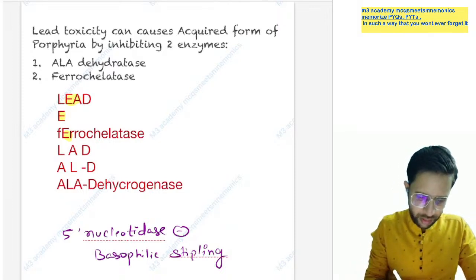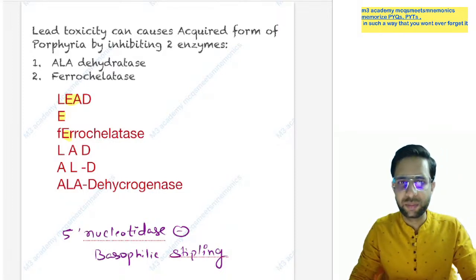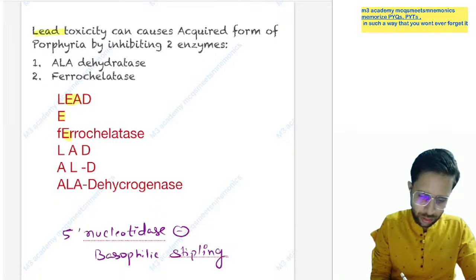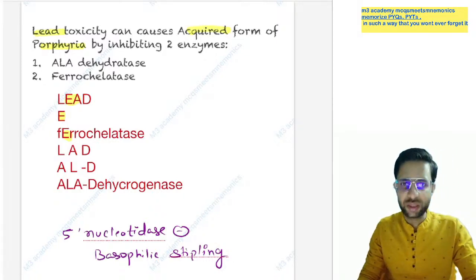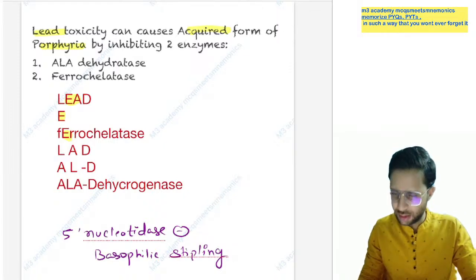So first, we are taking an INI-CET previous year question. Lead toxicity causes the acquired form of porphyria by inhibiting which enzyme? This question was asked in the INI-CET exam.